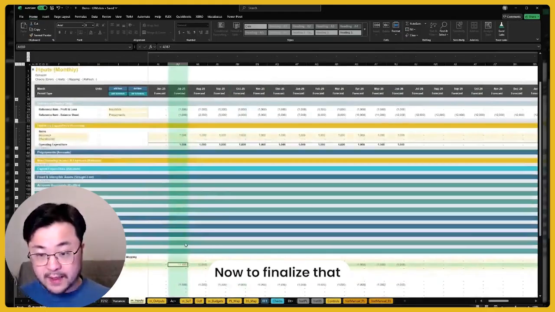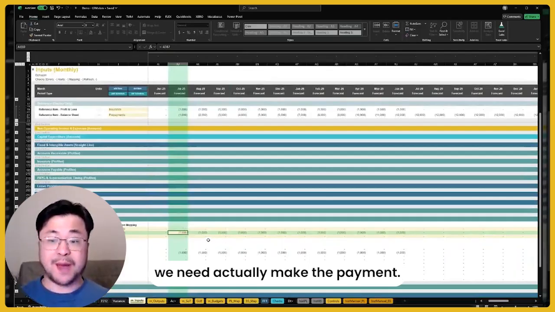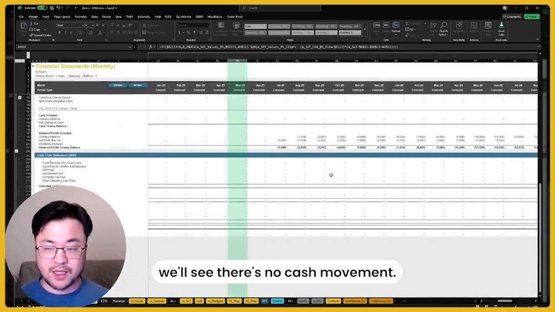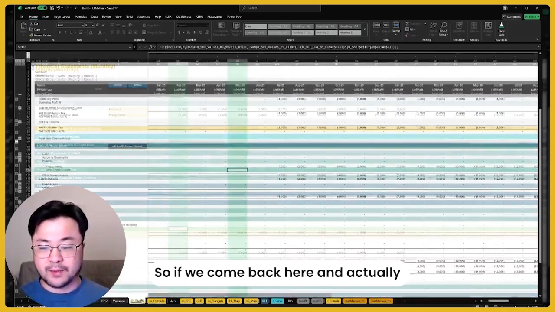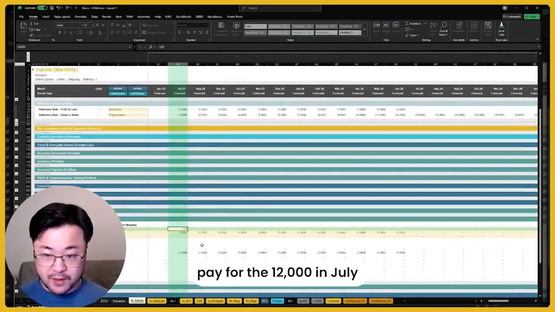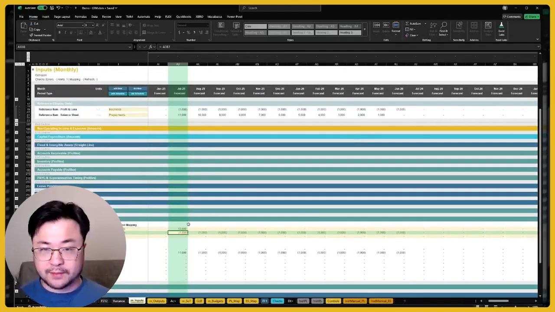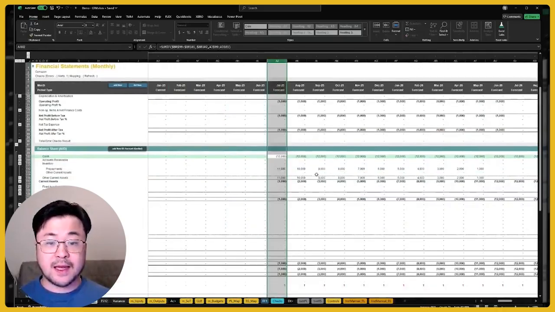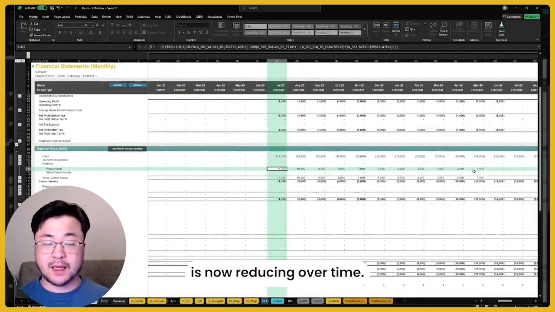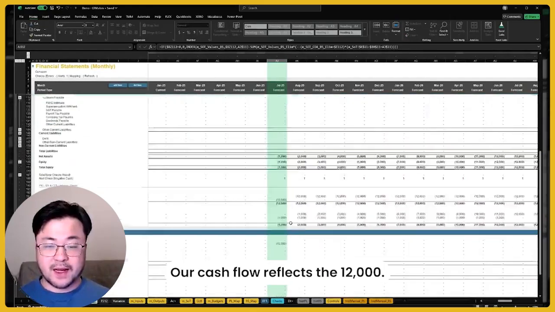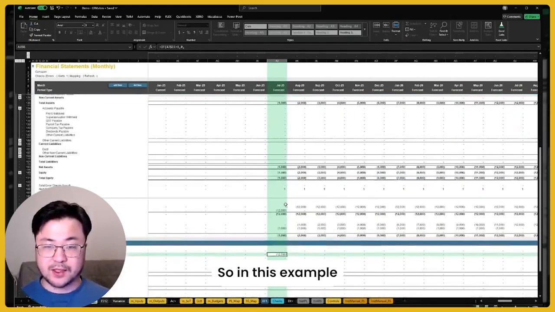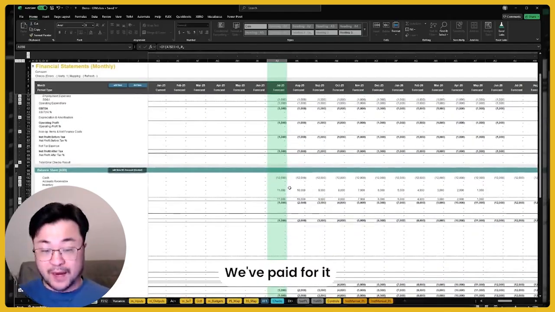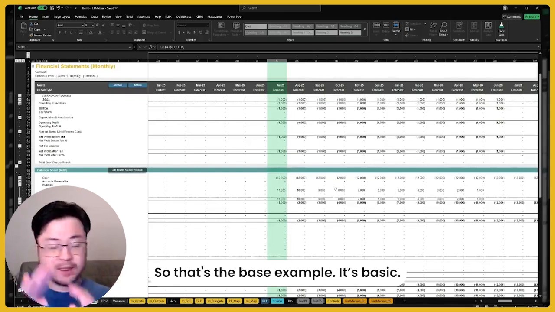Now, to finalize that, we need to actually make the payment. Right now there's no cash movement. If we go to our cash flow statement, we'll see there's no cash movement. So if we come back here and pay for the 12,000 in July, we'll find that cash now goes to negative 12,000, and the prepayment is reducing over time. Our cash flow reflects the 12,000. So in this example, we've purchased the insurance in July, we've paid for it, and we're now recognizing it. That's the base example.